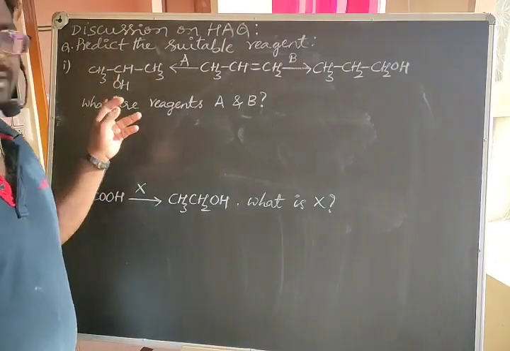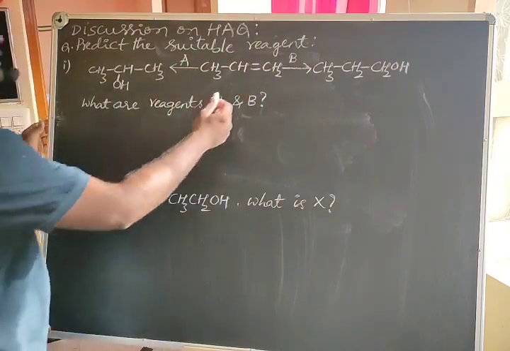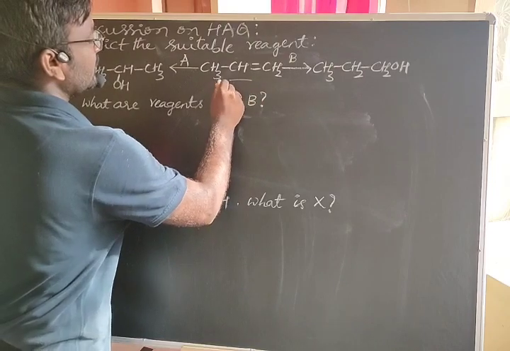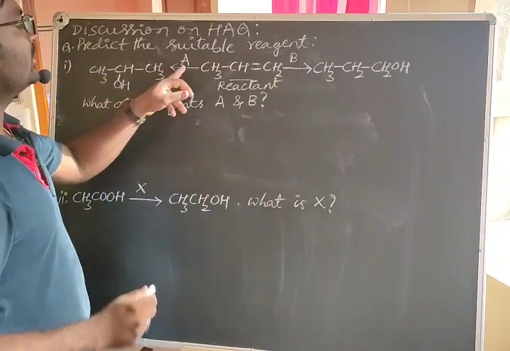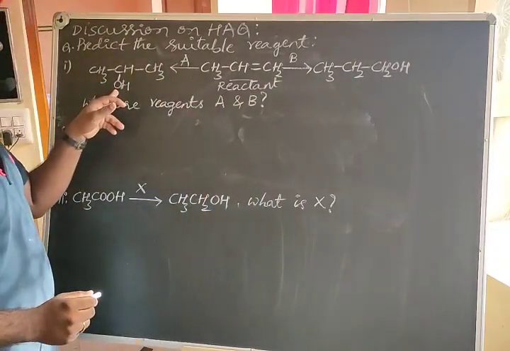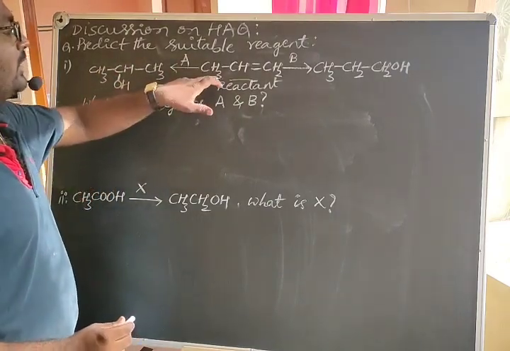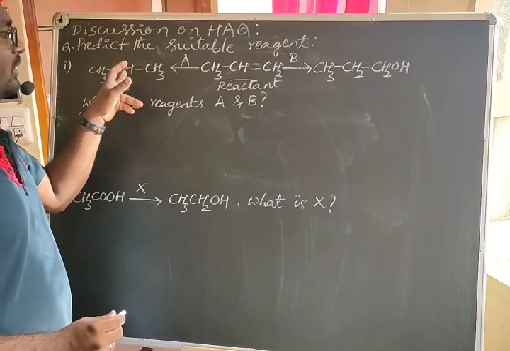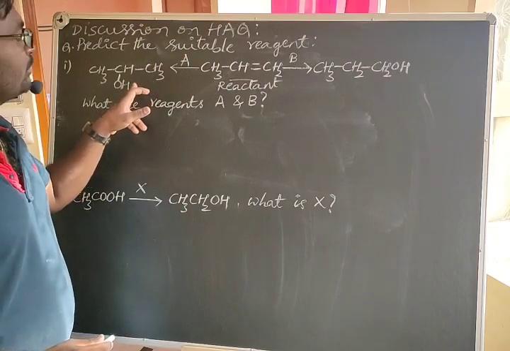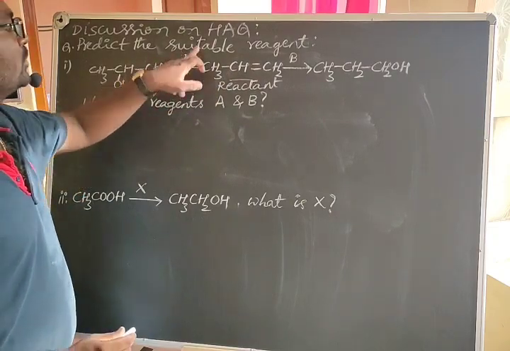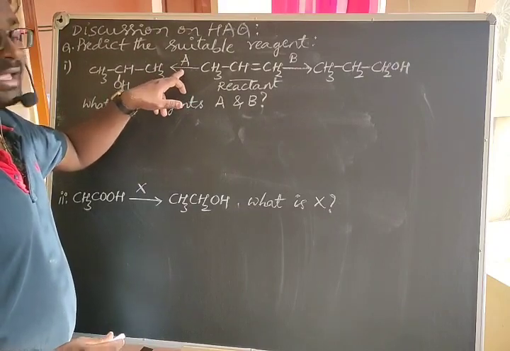Now let us consider this question. Predict the suitable reagent. Here this is the reactant, which is treated with A and gives propan-2-ol. See again, recall the previous answer. When propene is subjected to acid catalyzed hydration, it gives propan-2-ol. That means what you have to use here is H2O in the presence of an acid.